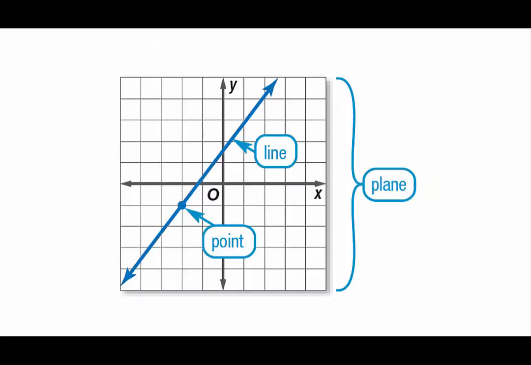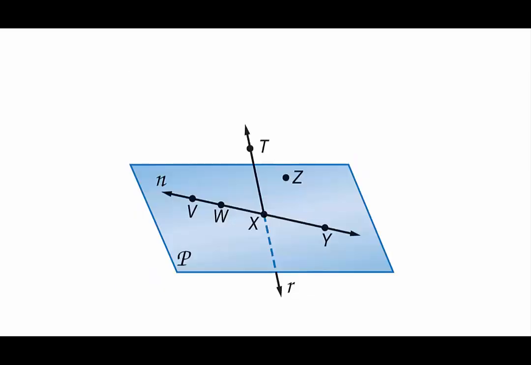You should already be familiar with the terms point, line, and plane from algebra. You should have already graphed on a coordinate plane that you see here and found ordered pairs that represented points on lines. In geometry, these terms have a similar meaning. Take a look at this figure and see how many things you can notice about it.